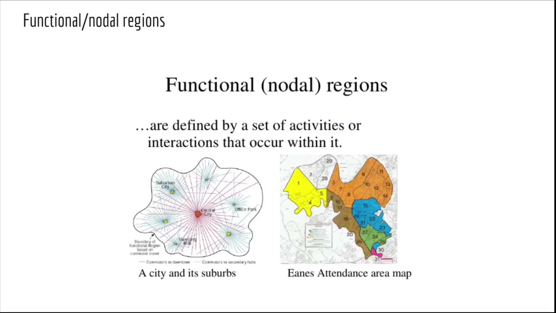After that are functional and nodal regions. This is basically a region defined by the particular set of activities or interactions that occur within it. So this is like a central city, and then its suburbs. This is really just the functional and nodal region of an area. And also like Washington, D.C. is our capital, and the surrounding functional nodal area would be like the suburbs of it.